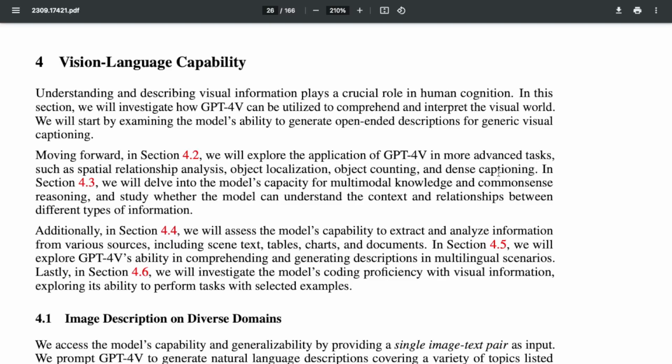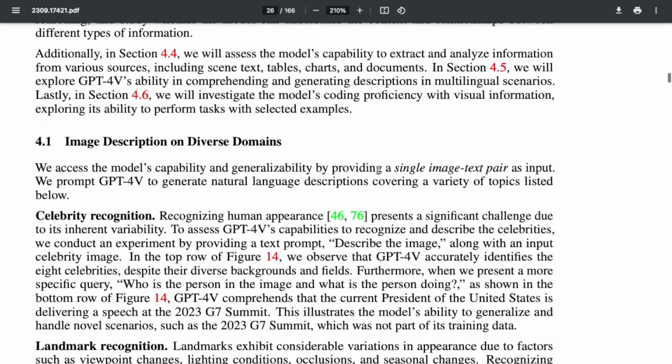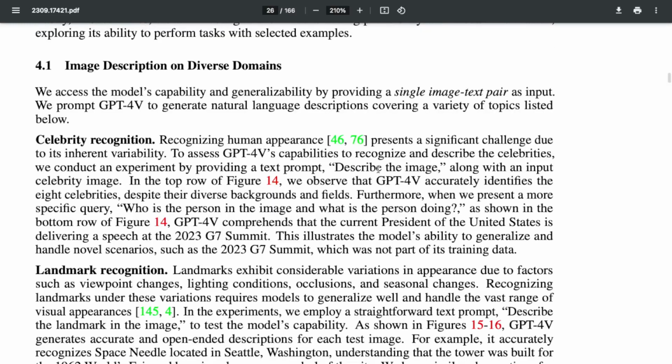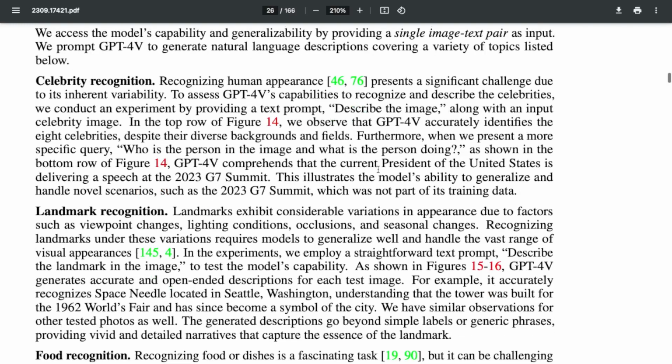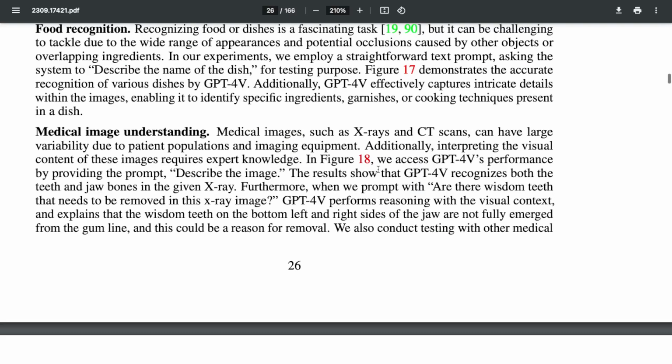On to the next, visual language capability. Understanding and describing visual information plays a crucial role in human cognition. In this section, they investigate how GPT-4V can be utilized to comprehend and interpret the visual world. So let's look at some examples here, starting off with image description on diverse domains, which would include celebrity recognition, landmark recognition, food recognition, some medical image understanding as well.